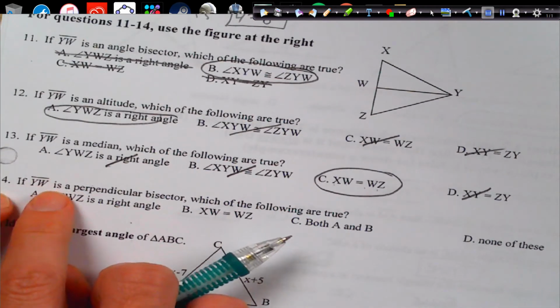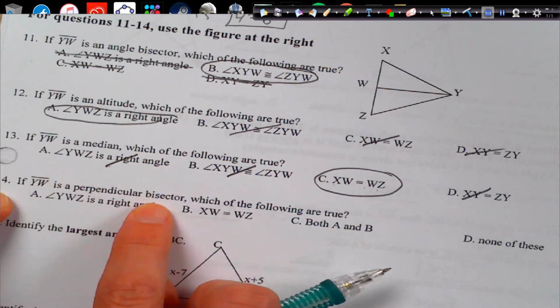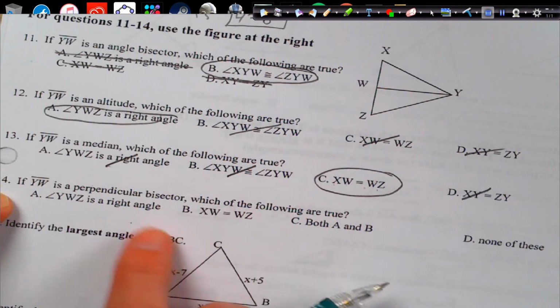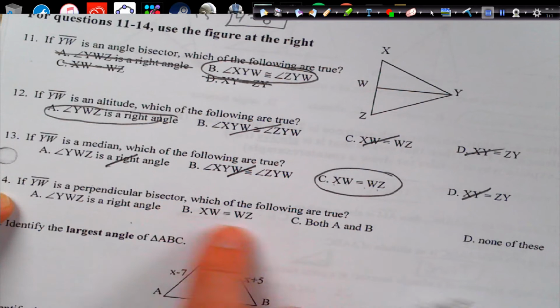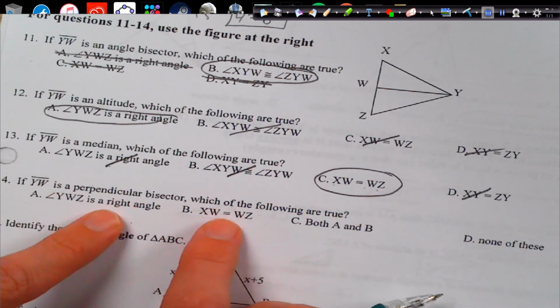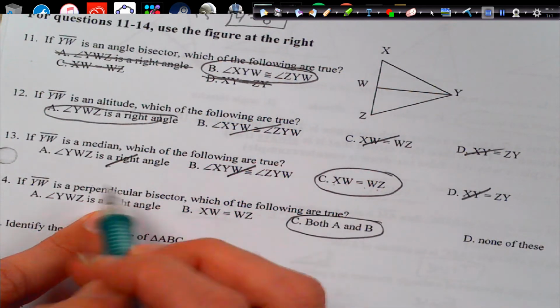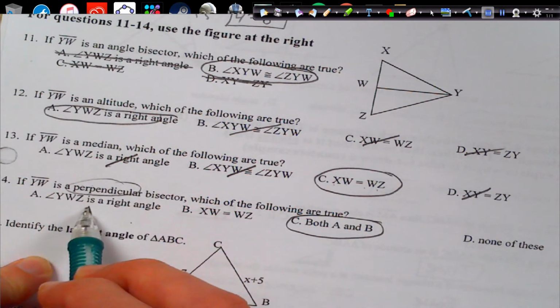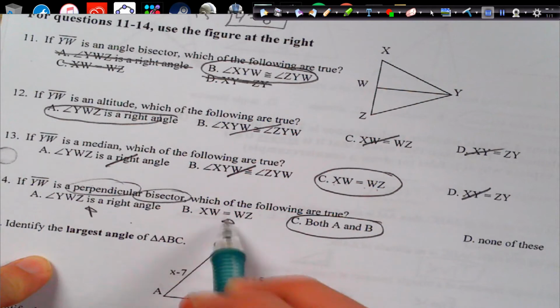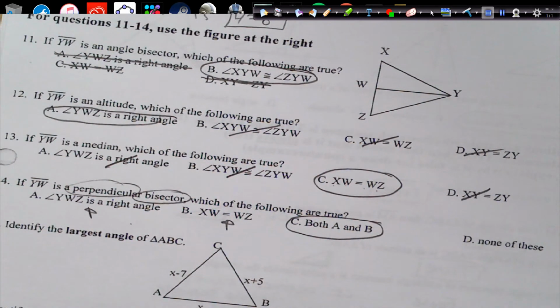And YW is the perpendicular bisector, which of the following is true? Well, it would make a right angle. Okay, so actually, both of these would be true because it not only is perpendicular, which would match with A, but it also bisects, which matches with B, so we say A and B are both correct.